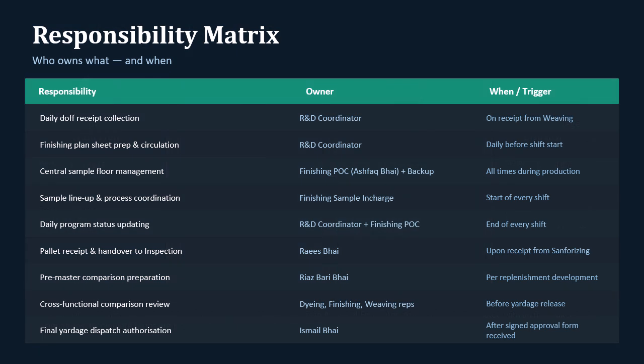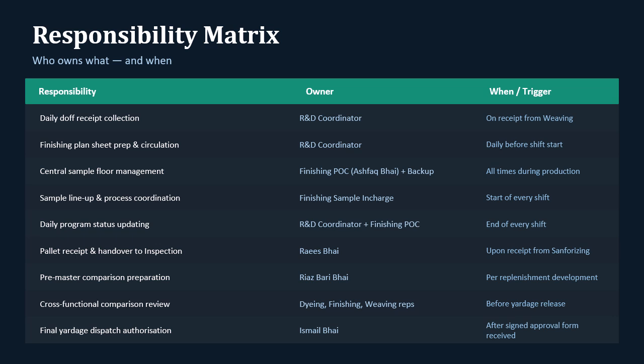Here is the complete responsibility matrix, 9 responsibilities, each with a named owner and a clear trigger. A few things to highlight. The finishing POC entry now explicitly mentions the backup. Until the backup is appointed, this row has a gap.